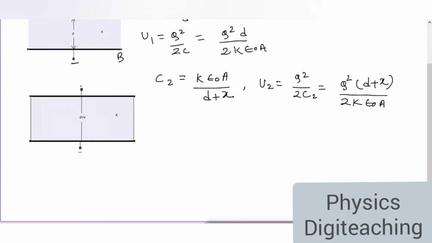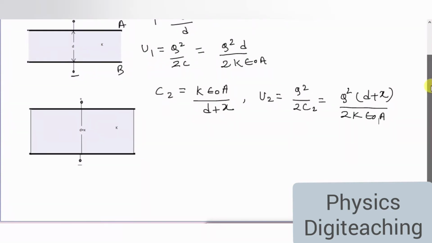In the previous configuration, we see the energy U1 equals Q square D by 2K epsilon naught A, and in the new configuration the electrostatic energy U2 equals Q square D plus X by 2K epsilon naught A. Now we calculate the work done to increase the distance from D to D plus X, and this is W equals U2 minus U1, that is the change of electrostatic energy.